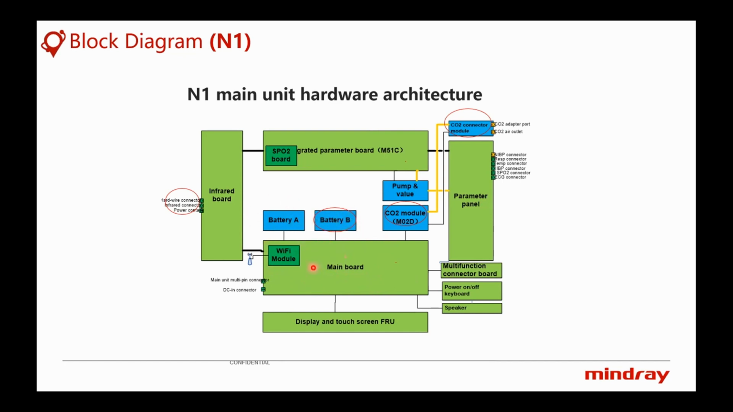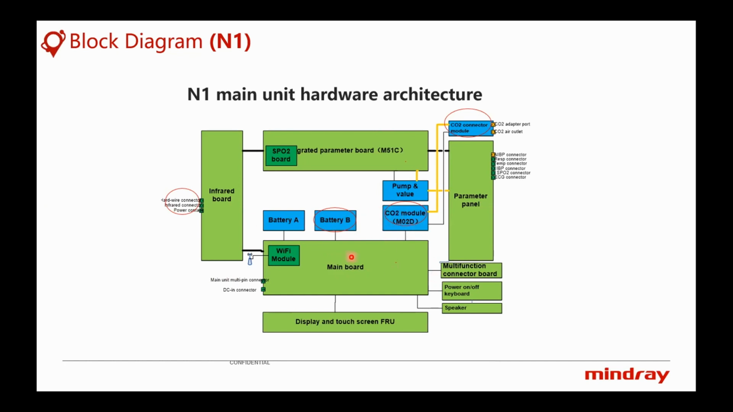But one thing you need to know is that since the N1 is a small size, used for transfer, we can only choose one of the configurations. For example, if you want to use double battery, the space inside is not enough, so the oxygen and CO2 module cannot be configured. So you can choose only one: two batteries, or one battery with a CO2 module.